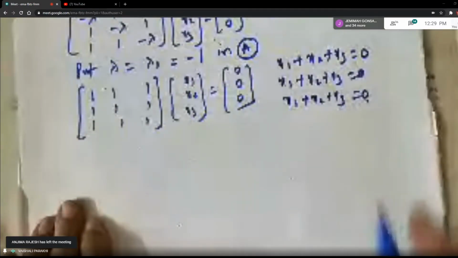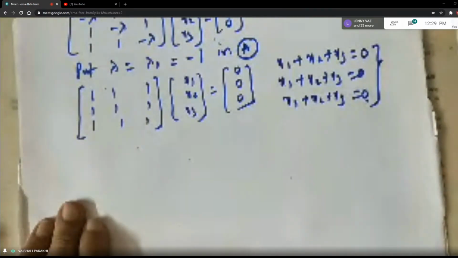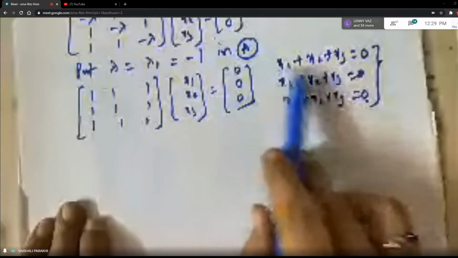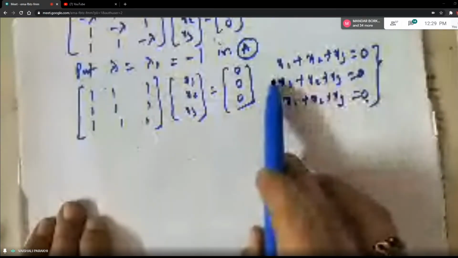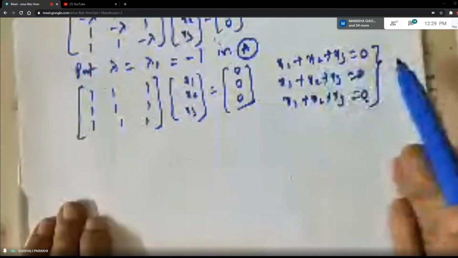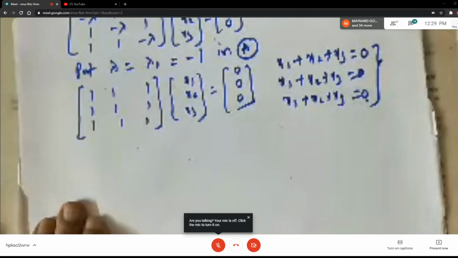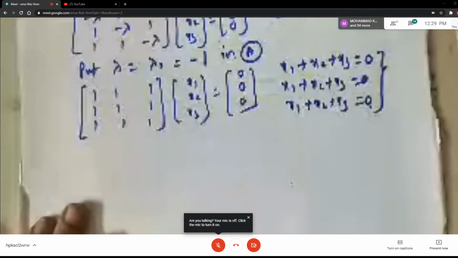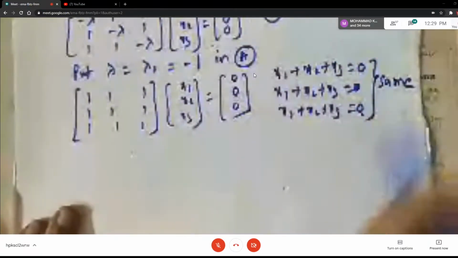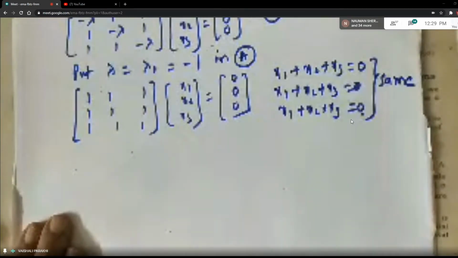Now here the situation is such that all three equations are the same. Sometimes, students, you get an equation with a multiple of 2, for example 2x1 plus 2x2 plus 2x3 is equal to 0. It is also the same as x1 plus x2 plus x3 is equal to 0 after cancellation of the common factor, right? So here there is no question of choosing any two different equations, because all three equations are the same, right?